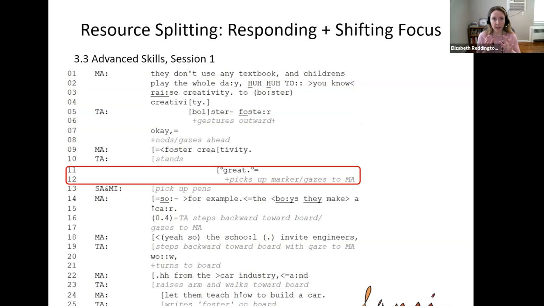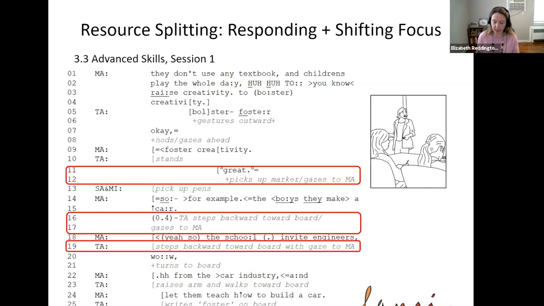So this is the first instance here of resource splitting, the teacher aligning as a recipient of Maya's telling verbally and by keeping her gaze on Maya. And she also prepares nonverbally to pursue a separate course of action, writing that vocabulary item on the board. As Maya continues her telling in line 14, the teacher engages in further embodied resource splitting. So she keeps her gaze on Maya, continuing to align as a recipient while simultaneously stepping backward toward the board. So you can kind of see that in the illustration there, also in lines 16 and 17 and 19.